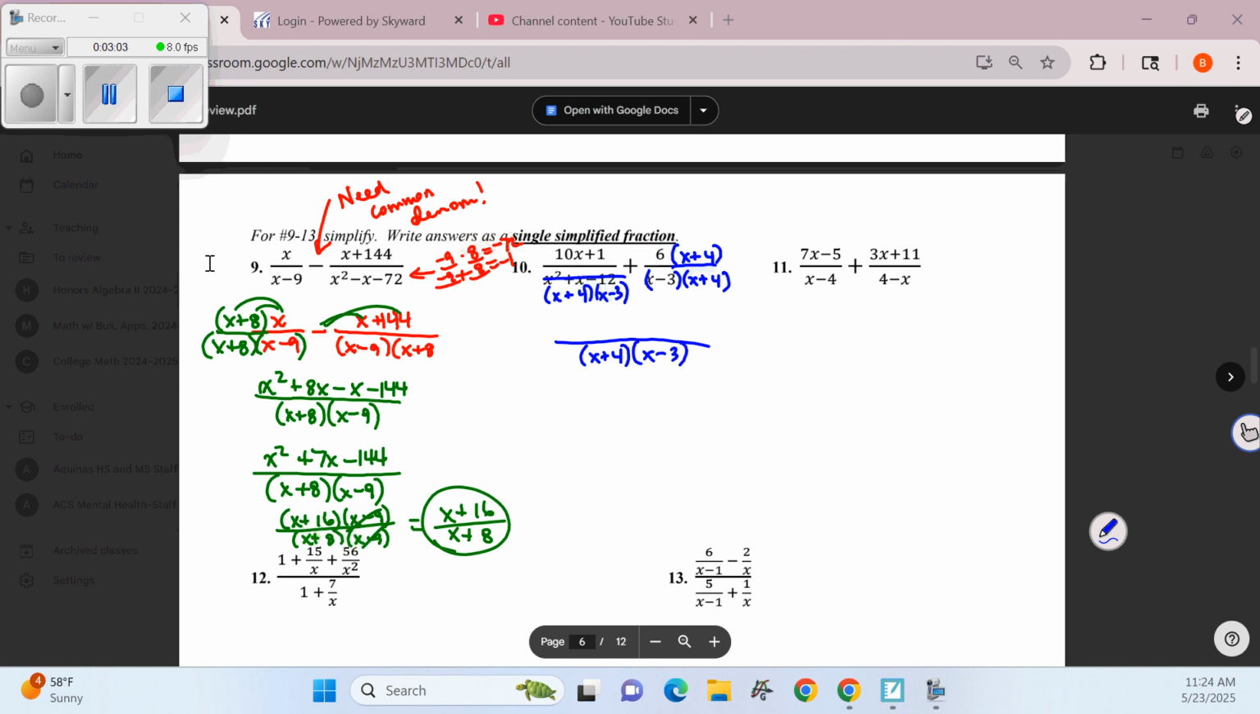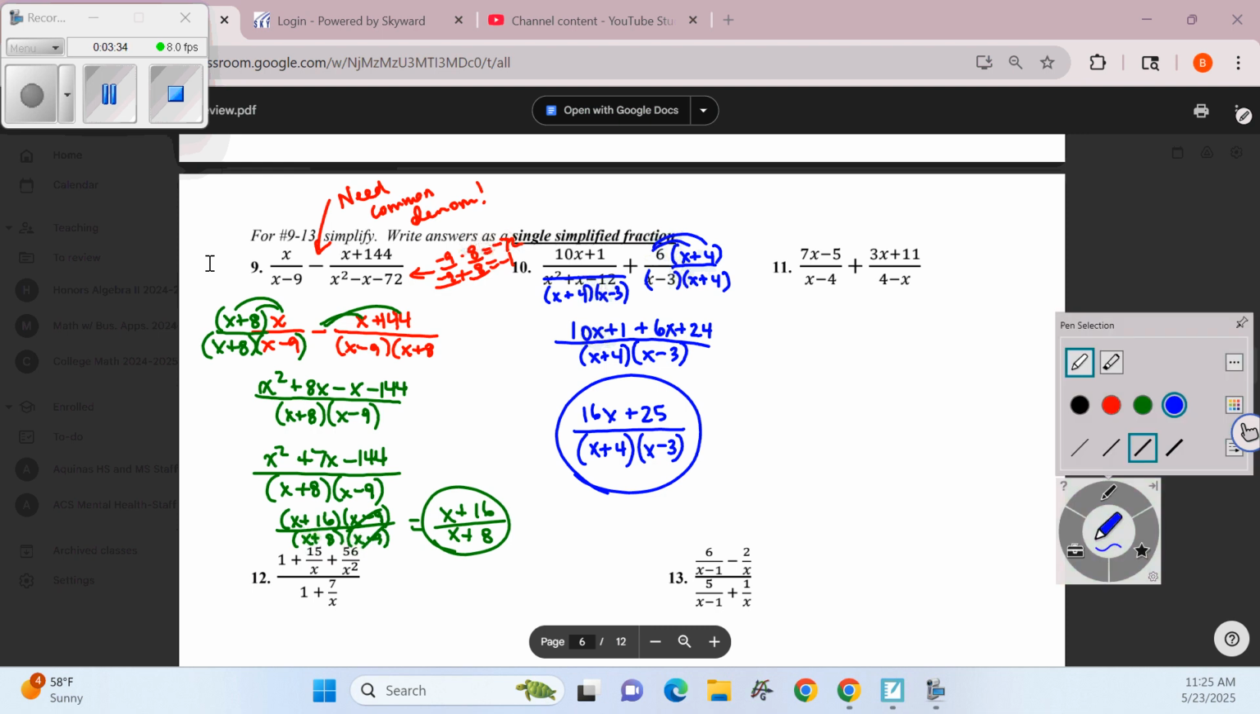We'll simply add the numerators as we see them. Be very careful to distribute the positive 6 through here. So this is 10x plus 1 plus 6x plus 24. Combining our like terms, we have 16x plus 25 over x plus 4, x minus 3. I think that looks good. There's nothing to factor out of the numerator and nothing cancels with the denominator, so we will stop here.